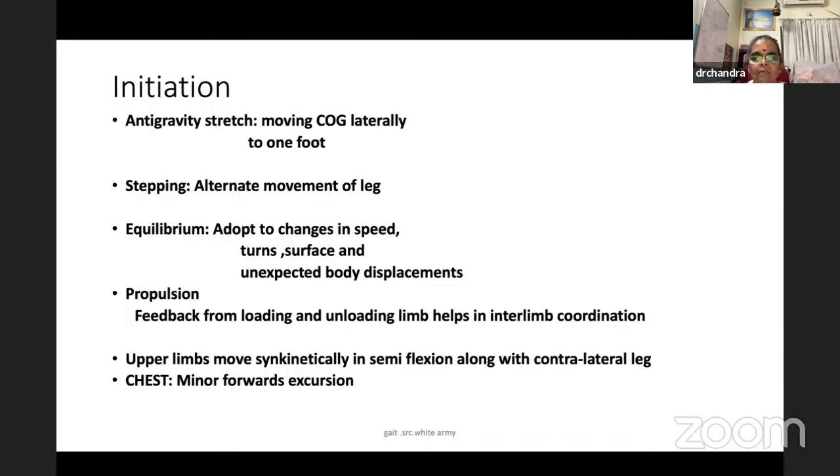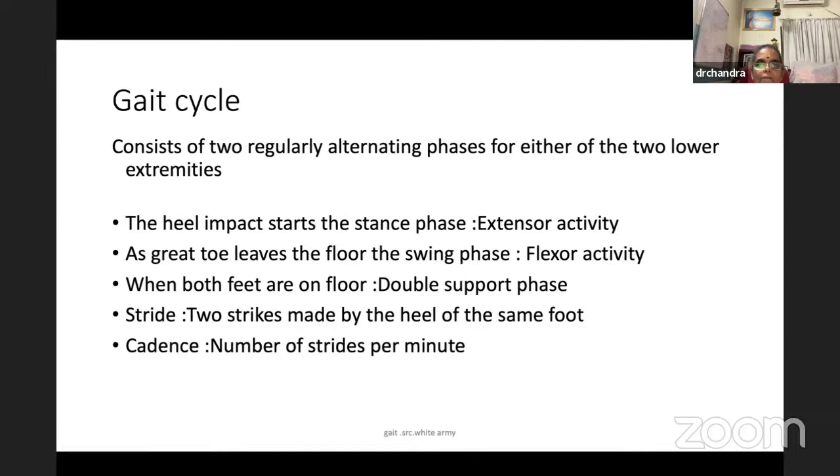So loading limb is the weight-bearing limb. Supposing the right limb is extended, that is the loading limb. And left limb is flexed, it is the unloading limb. So proprioceptive afference from this loading and unloading limbs goes to the higher centers and helps them to work in a coordinated fashion. And upper limbs move synkinetically in semi-flexion along with the contralateral leg. If the leg is moving forward, the right arm will be in flexion. And chest makes minor forward excursions. So this initiates gait.